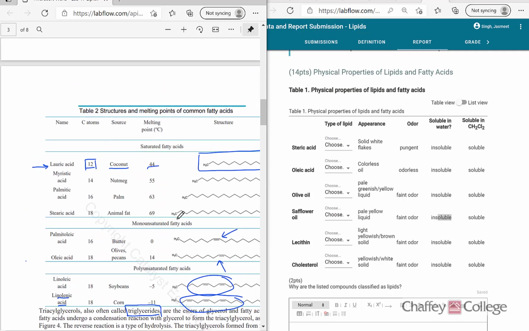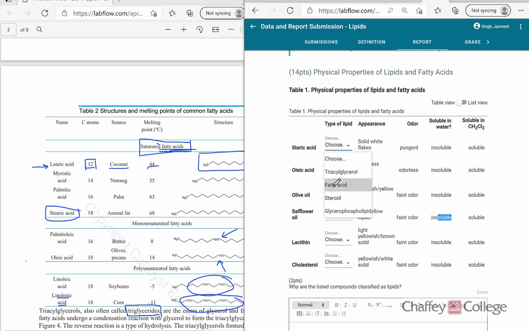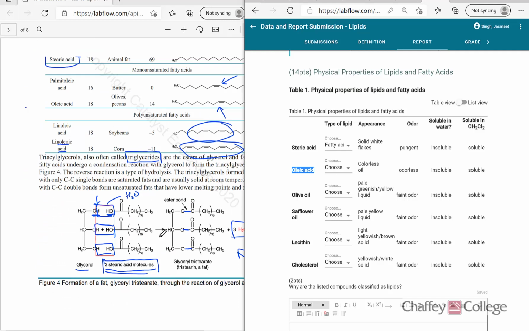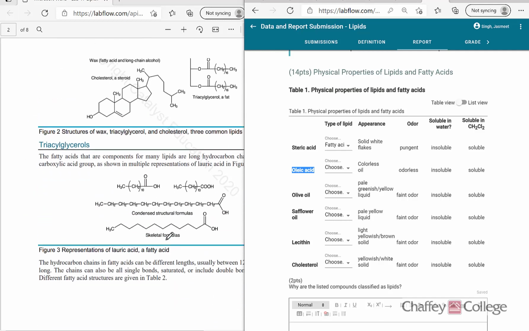here in the PDF file. Stearic acid is given here, and we can see that it falls under the category of fatty acids. So you will select stearic acid as a fatty acid. Similarly, find what category the other compounds belong to: oleic acid, olive oil, safflower oil, lecithin, and cholesterol. All of these compounds are listed here.